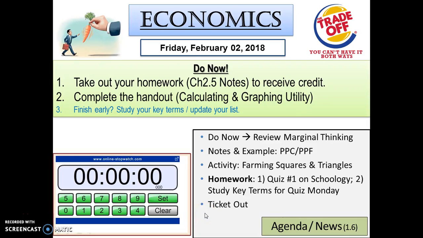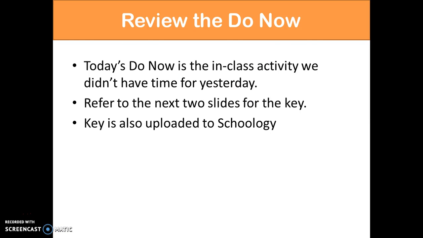For day 6 of economics, we looked at production possibilities curves. Our do now is a review from yesterday with marginal utility and marginal cost. The handouts are online, and the next two slides have all of the answers. So once you've done the do now, take a look at these next two slides and check your work.